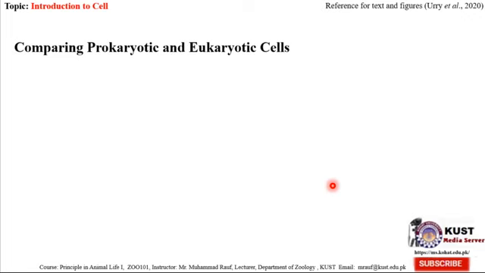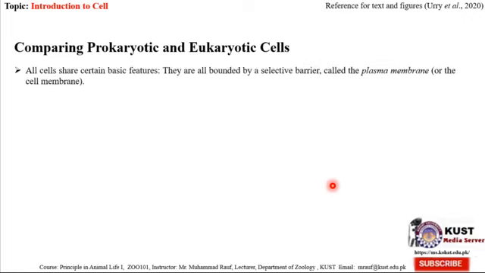Now the comparison of prokaryotic and eukaryotic cells. There are certain similarities between prokaryotes and eukaryotes or their cells. These similarities are: both prokaryotic and eukaryotic cells are bounded by a membrane called plasma membrane, and this membrane is selective. It is selective in nature.